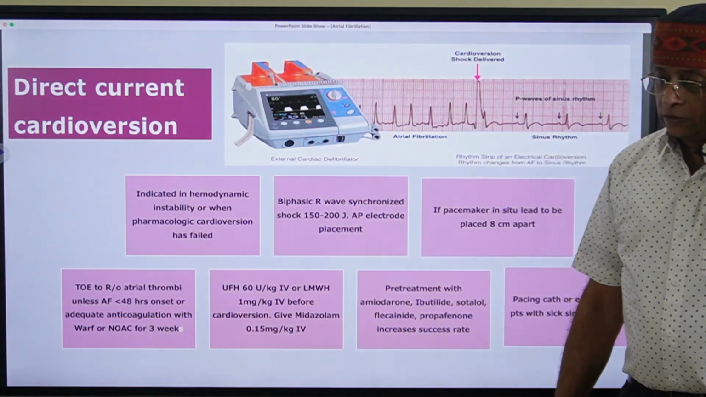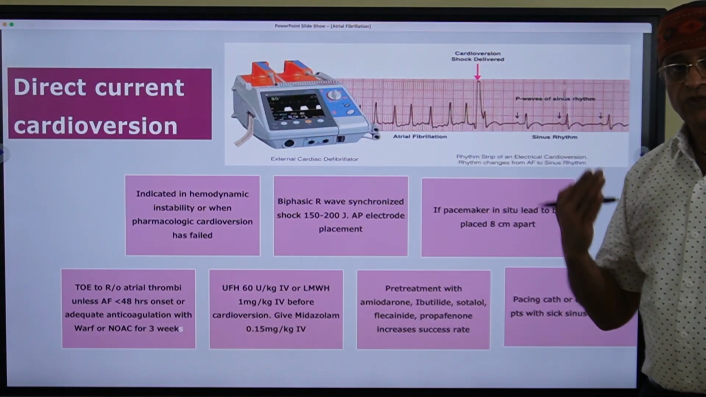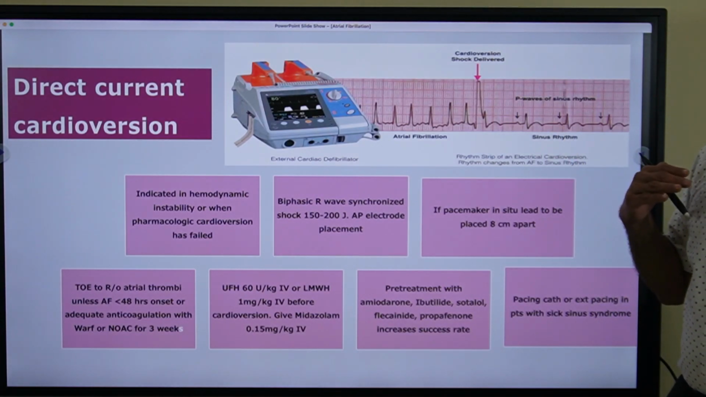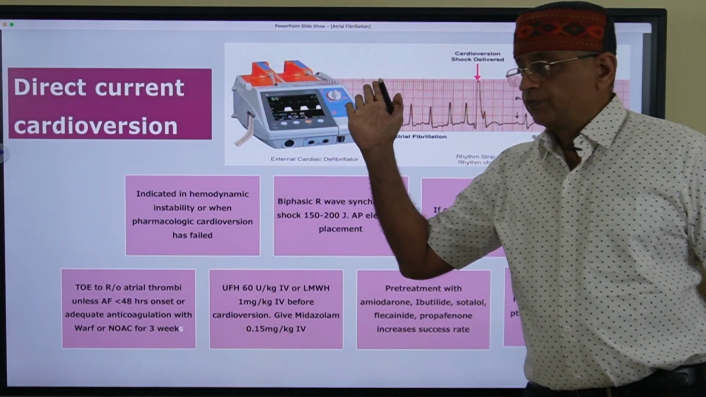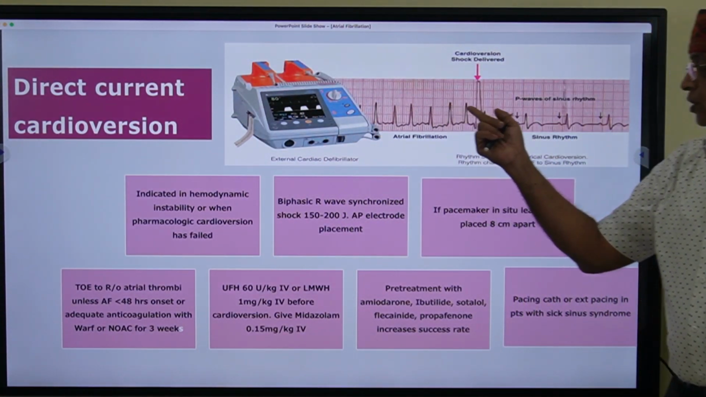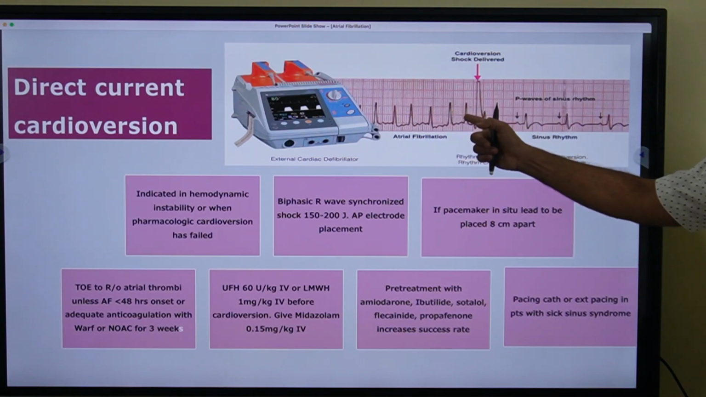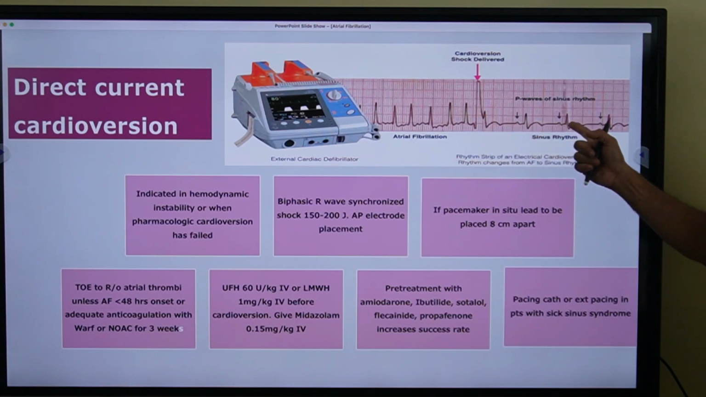Now there will be slight repetition because I want to drive these things home, so please bear with me. How do you do direct cardioversion in a patient with AF? This is the ECG recording of a patient who had AF with fast ventricular rate and was given a synchronized shock, and the patient has achieved sinus rhythm.